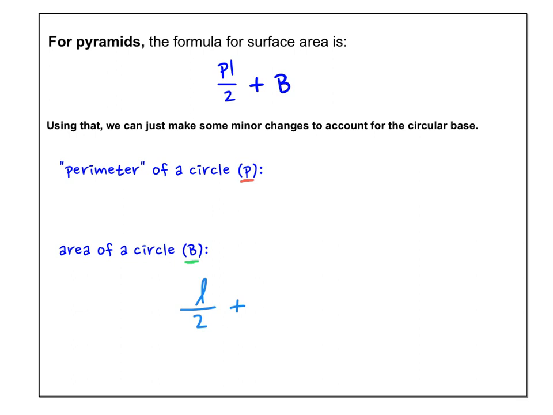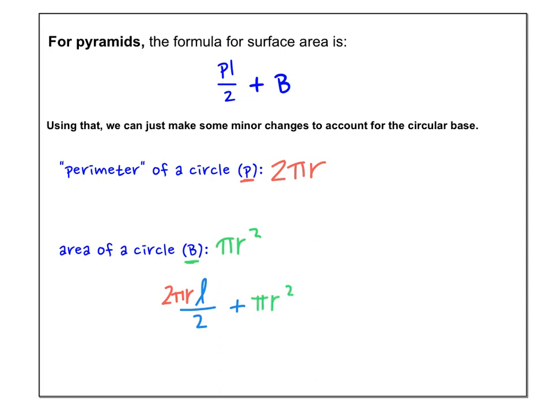So just like for cylinders, I'm going to substitute perimeter of a circle with my formula for circumference of 2 pi r, and substitute in for the capital B the area of my circle, pi r squared. So subbing these two things in, instead of P times the slant height, I'm going to do 2 pi r. And then instead of capital B, I'm writing in pi r squared.